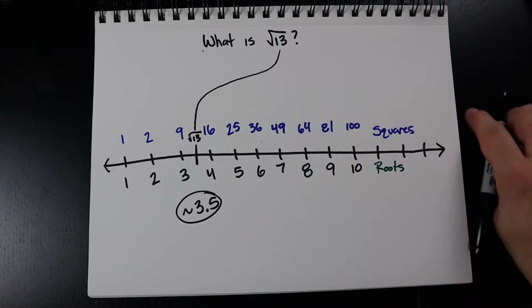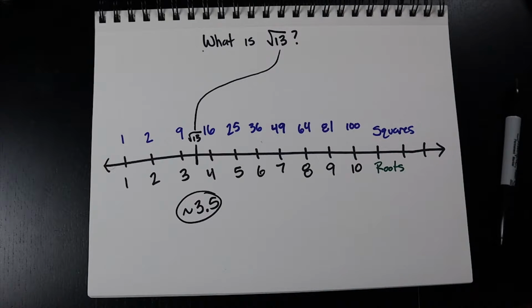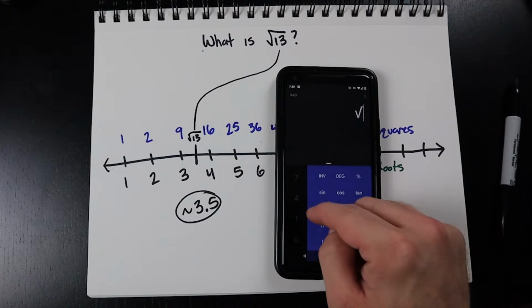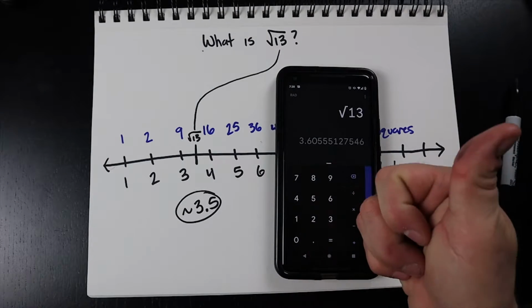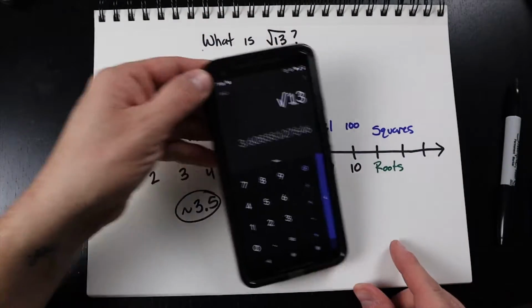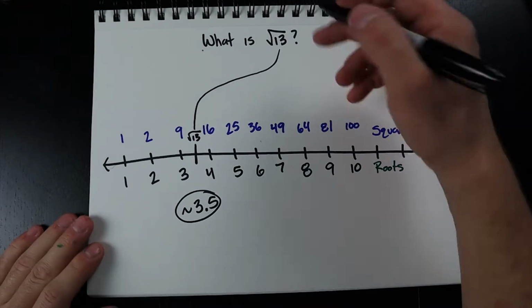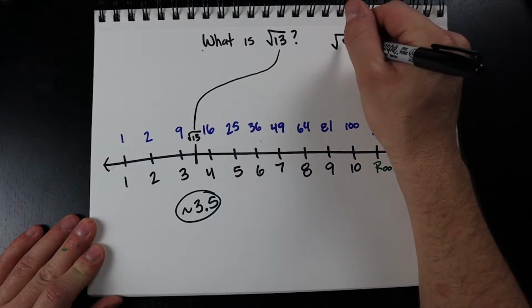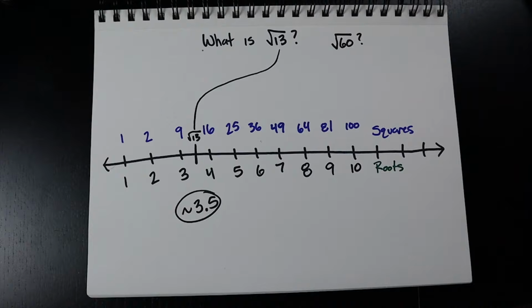Let's use a calculator to check our estimate. Calculator says the correct answer is 3.6, so our estimate was very close. Another example. Let's estimate the square root of 60. Pause the video to see if you can guess it.